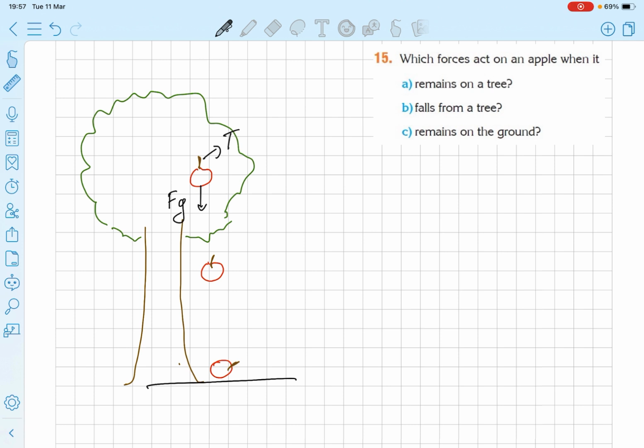When it is falling, if there is no air, only the force of gravity is pulling it downwards. And if there is any resistance, like air resistance, we say a force of friction is applied upwards here. When it remains on the ground, the gravitational force is still pulling it downwards, and because of the surface, the perpendicular force, which is opposite to the gravitational force, is a normal force. That's it.